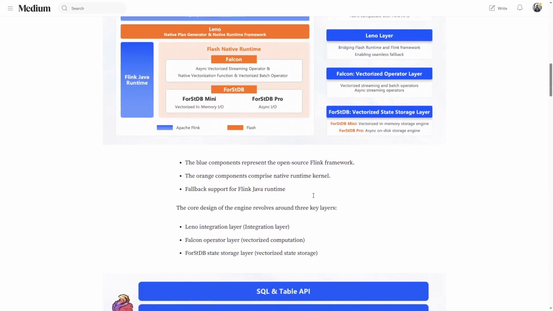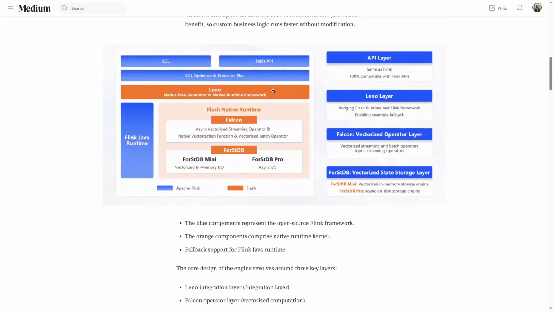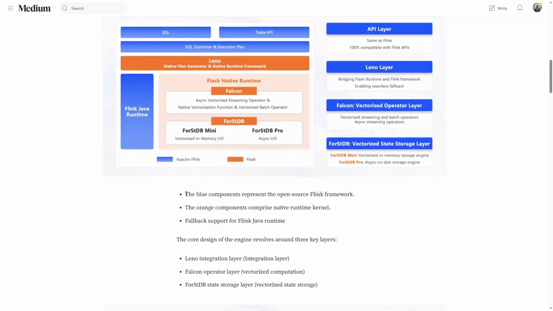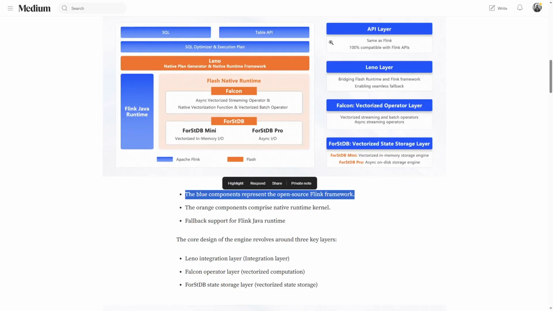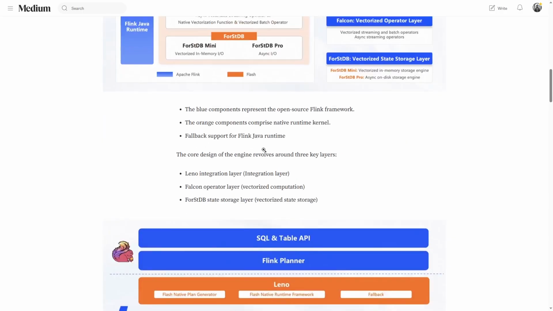So this is the flow or the architecture of this VERA-X platform, or Flash, which does native runtime acceleration for Flink. The blue components are the ones from the open source Flink framework, and the orange ones are the ones added by the native runtime kernel. So these ones, Leno, Falcon, and ForestDB are added. And fallback support for the Flink Java runtime is there. So if an operator is not supported by this engine, it will fall back to Java.